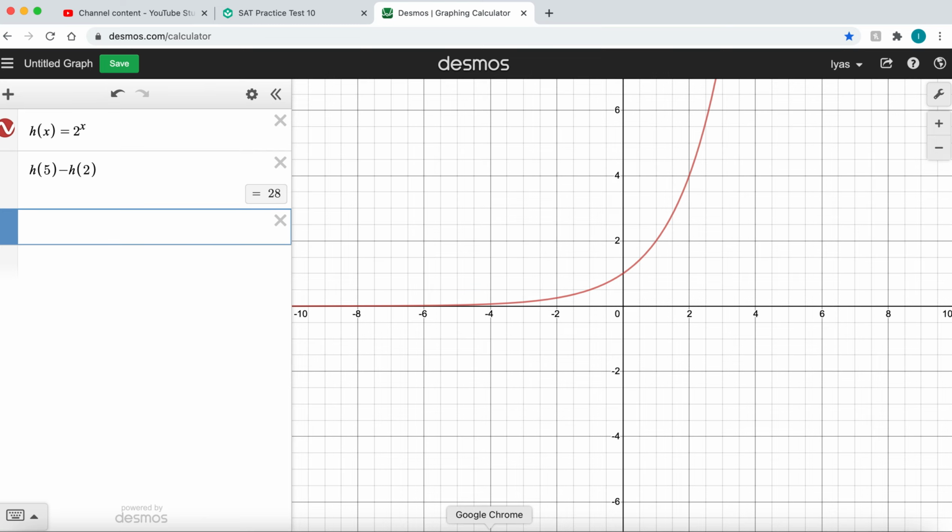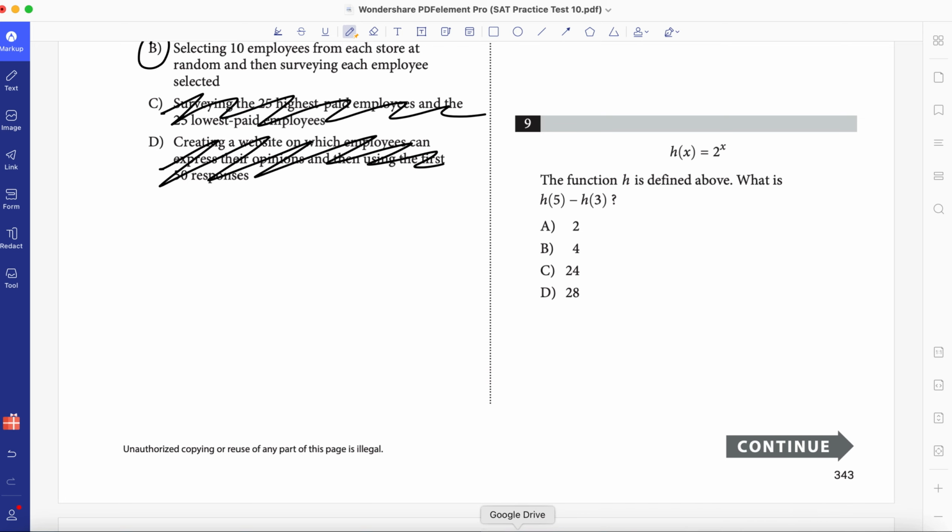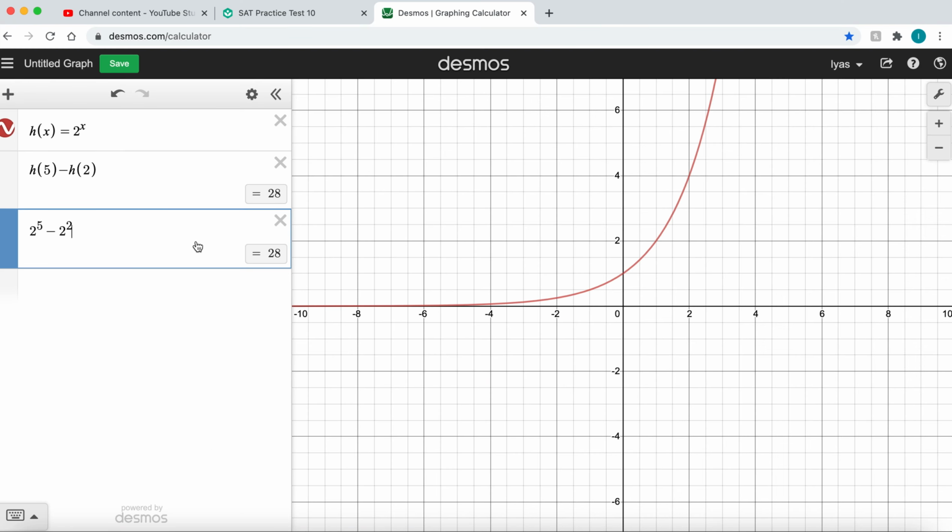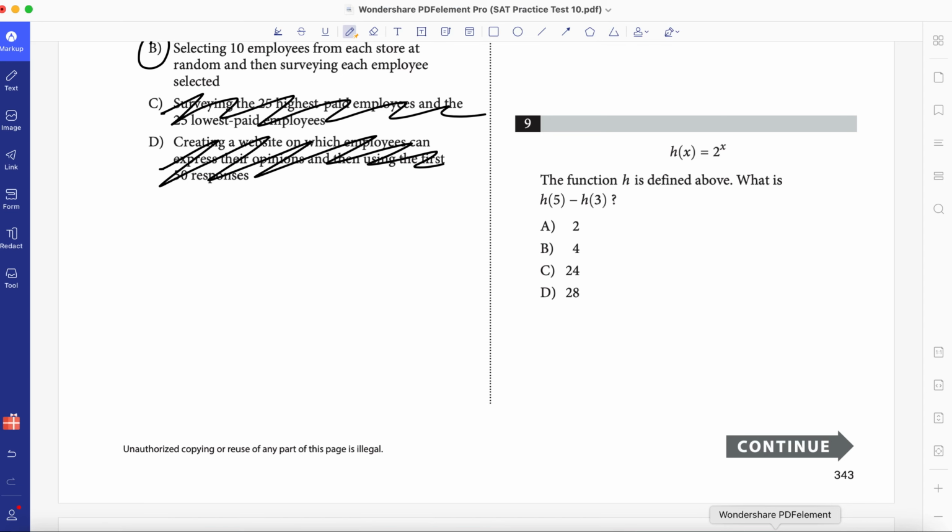And then you can also do this by hand. 2 to the 5th minus 2 to the 2nd is going to be 28. Oh no, sorry, it is 2 to the 3rd. So h of 5 minus h of 3 is going to be 24. And you can do this via the graphing calculator, or you can just do the math. 2 to the 5th minus 2 to the 3rd is going to be 24. So this answer is C.